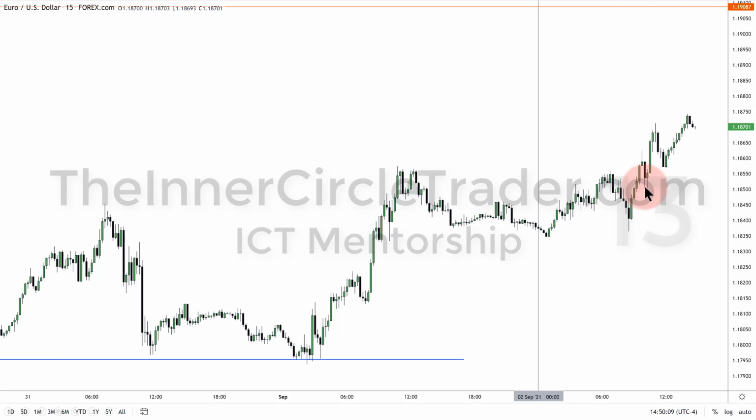Hammers it right there. Rallies, fair value gap, bullish order block, London close continuation, and rallies for a run into a higher high for buy side liquidity.